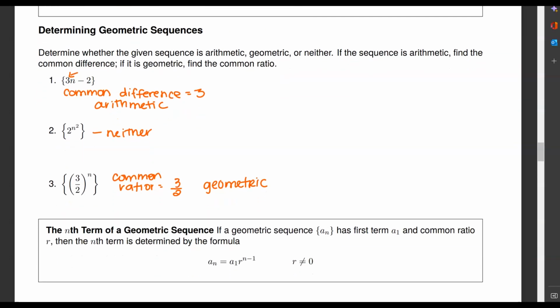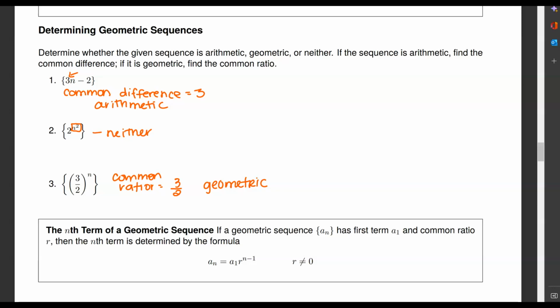Number 2 has neither a common difference nor a common ratio, especially because we're looking at that n squared in that exponential space. So that's going to be neither geometric nor arithmetic. It's going to be a totally different sequence.